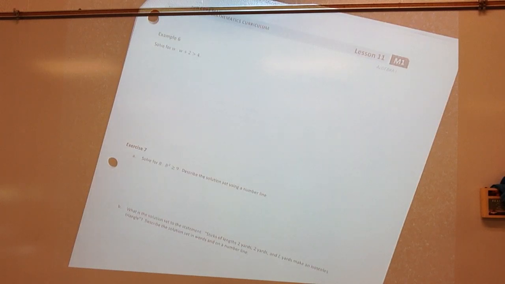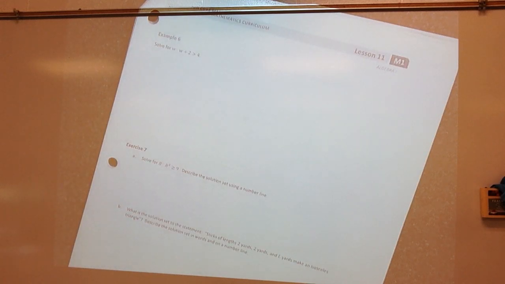Just as for equations, one can sift through real values of the variable in an inequality to find those values that make the inequality a true statement. The solution set of an inequality is the set of all real values that make the inequality true. So let's look at this. Let's look at w plus 2 is greater than 4.